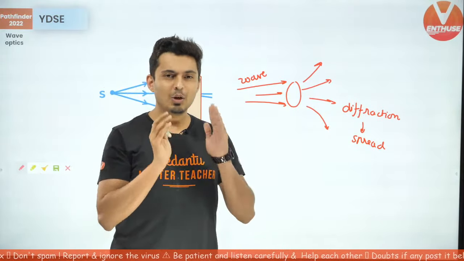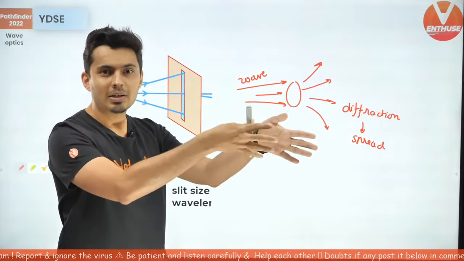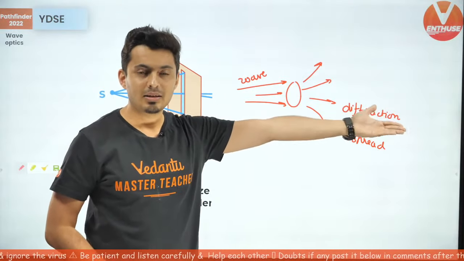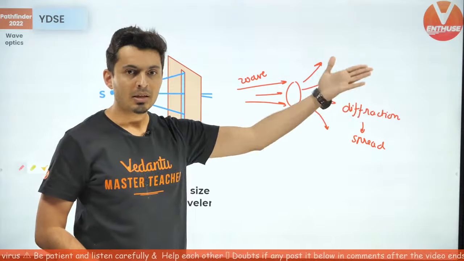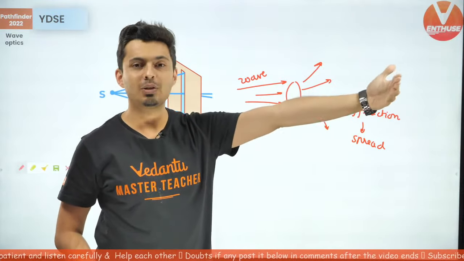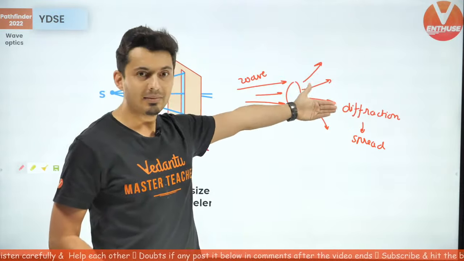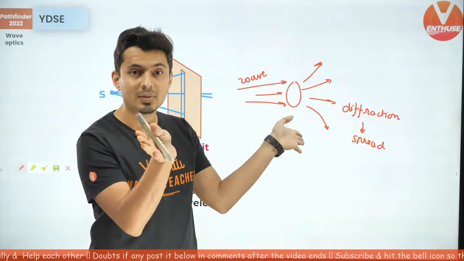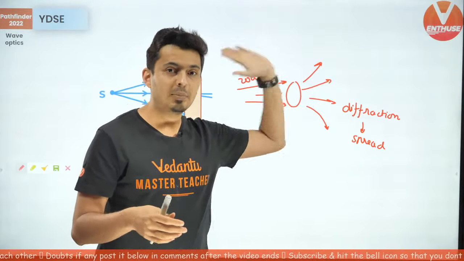Just imagine you're talking in a room. There is a door. The person outside the door or outside the room need not stand exactly in front of the opening of the door. Even if he's somewhere else, the sound spreads. Correct? The sound spreads and the person is able to hear.